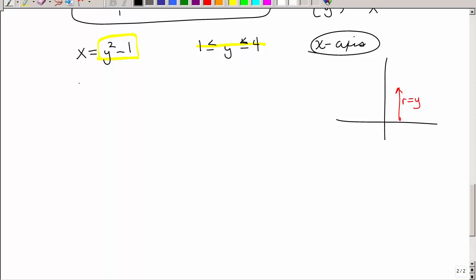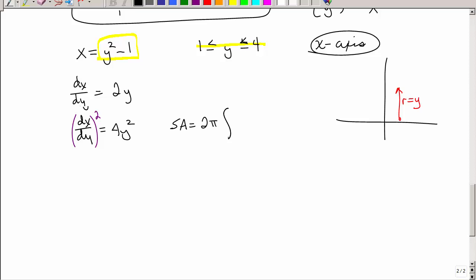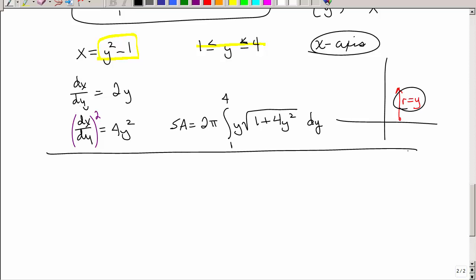So I would need to know dx dy, which would be 2y. I would square that quantity. So my surface area would be 2 pi, limits 1 to 4. And remember, I'm using y, so that's my radius, times the square root of 1 plus 4y squared. And that's a pretty easy integral to solve. But let's do it again. And I'm only going to change one thing.